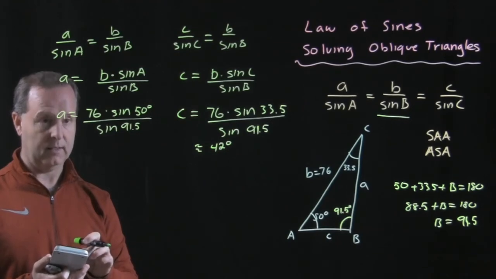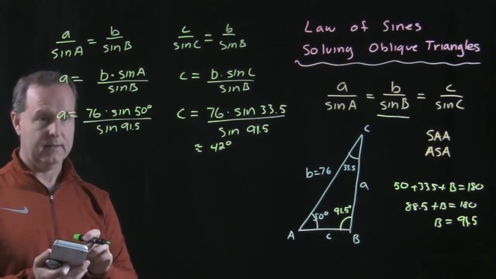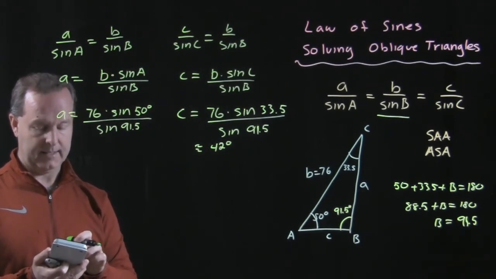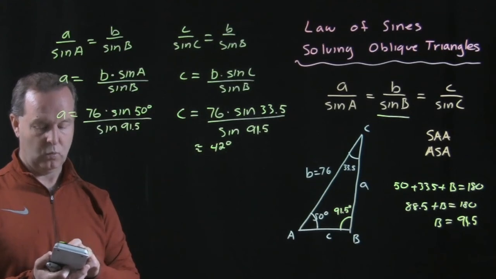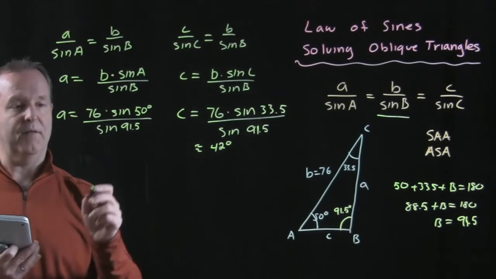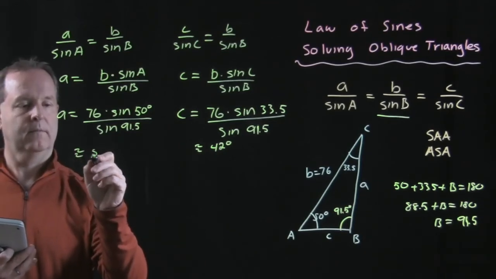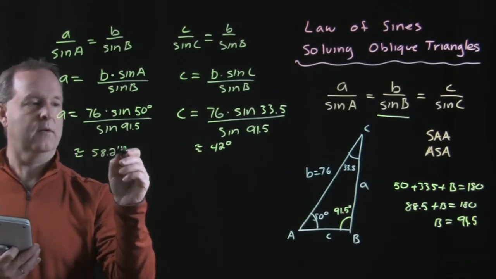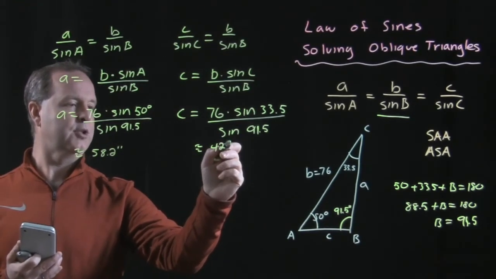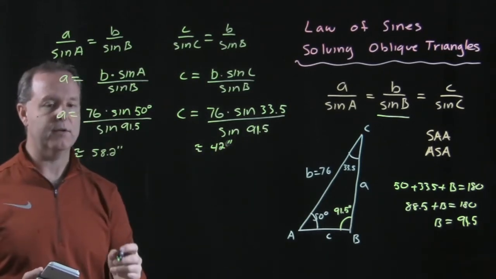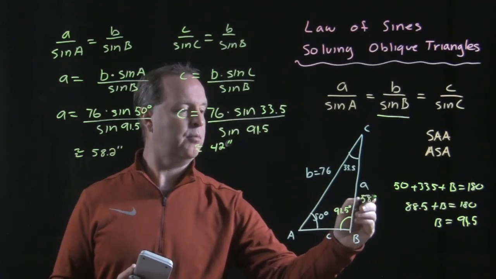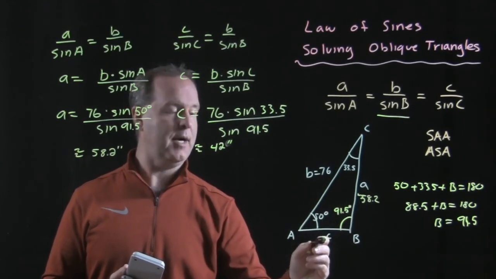Bummer, I typed it in wrong. 76 times sine 50 divided by sine 91.5. And approximately 58.2. And those were inches. Whoops, not 42 degrees. That's the side. That's inches. So I was able to solve the triangle. A is approximately 58.2, and C is approximately 42.